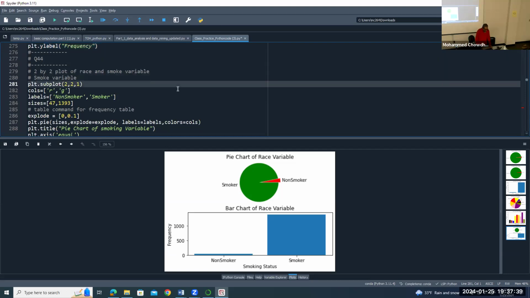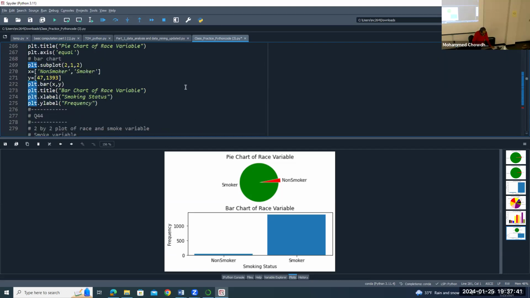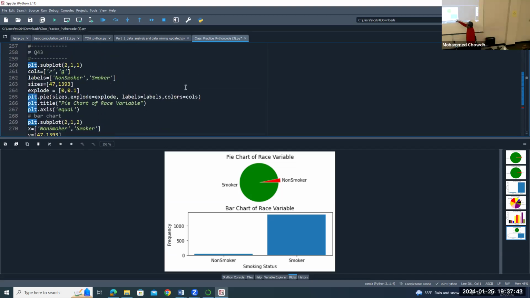Okay, now this is a 2x1 plot. Let me explain these things here. Are you seeing here line number 260, plot subplot 211? That means 2 rows, 1 column, 1st figure. Okay, 2 rows, first row, second row, 1 column like this. So that is why it is written 211. 2 rows, 1 column, 1st figure. 2 rows, 1 column, 2nd figure.